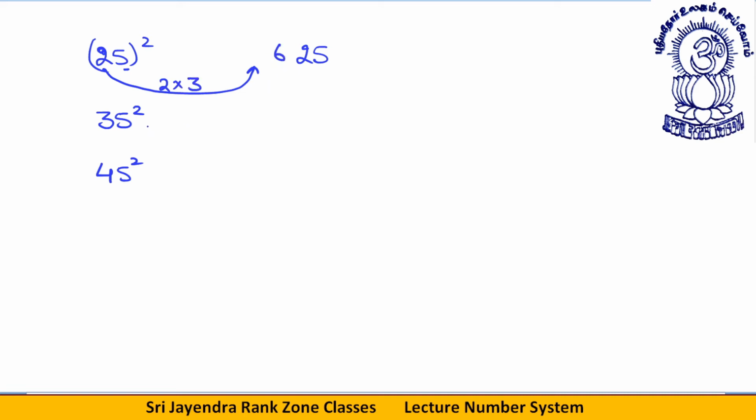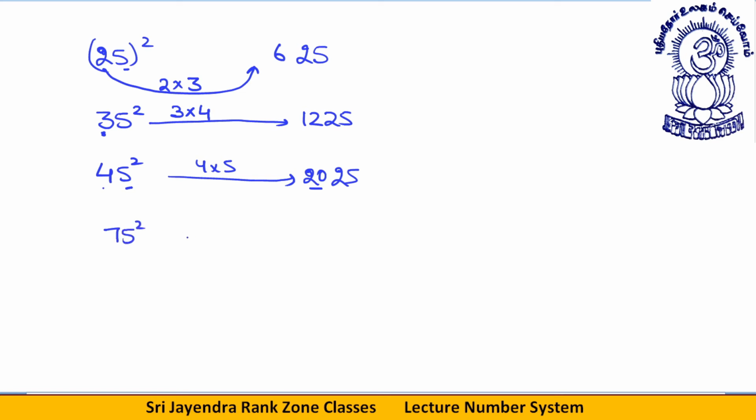35 square. You will write 25 and then the previous number 3. You multiply this by 4. 3 into 4 is 12. When is this method adopted? This method is adopted when we have a last digit as 5. Okay, 45: you write 25, 4 multiplied by 5 gives you 20. 75 square: write 25, 7 multiplied by the next number is 5625.